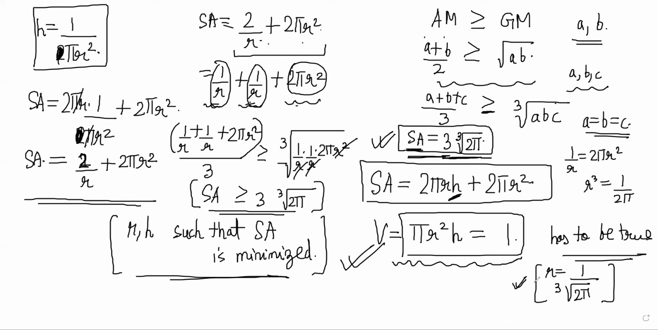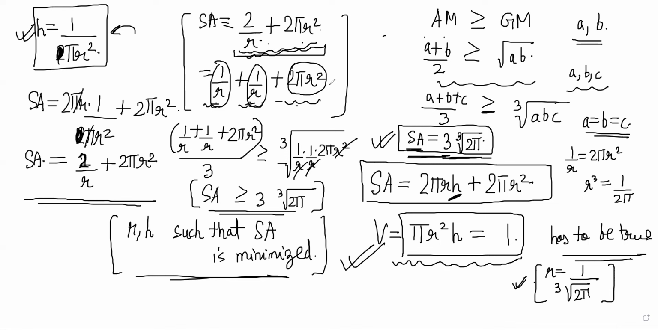And if you know the radius, you can find the h by putting it in this, right? So basically, in this particular problem, there was a trick, which is the AM-GM method, by which we were able to get the answer. But obviously, it will not work all the time. Here, the function was such that we were able to apply AM-GM by splitting it, right?